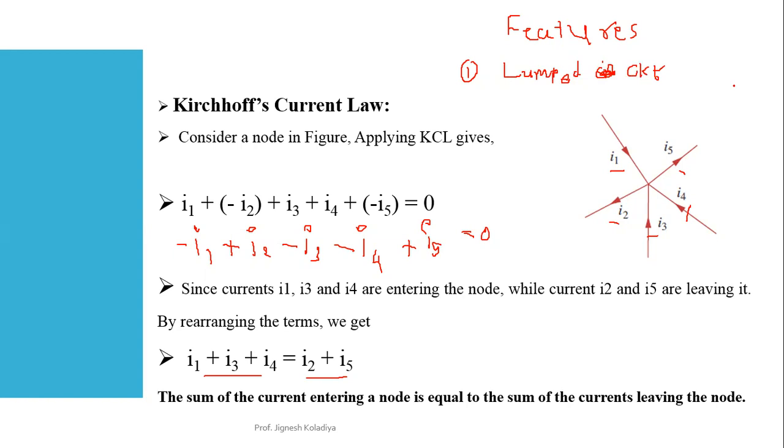Second is independent of the nature of element, whether it is linear or non-linear, whatever. And third one is it follows the law of conservation of charge. So these three are the features of KCL: applicable to any lumped circuit, independent of the nature of source and element, and follows the law of conservation of charge.